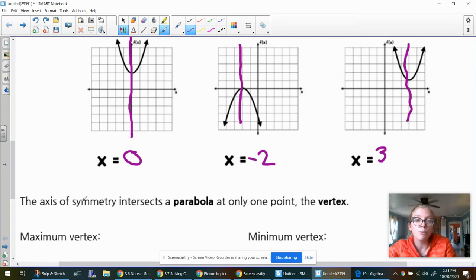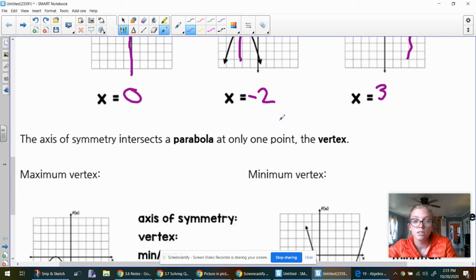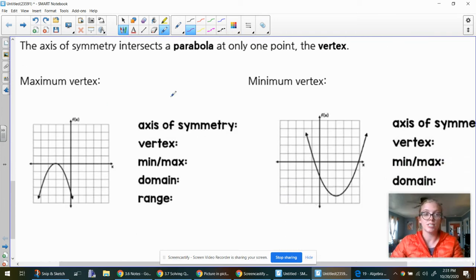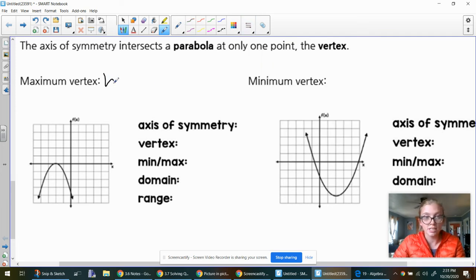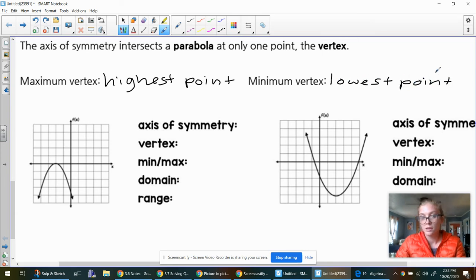The axis of symmetry, where it intersects the parabola, that is a special point called the vertex. So a maximum vertex, I'll go back to my black pen, is the highest point on the graph, while a minimum vertex is the lowest point on the graph. So if its graph opens downward, if A is negative, it's going to have a maximum. If the graph opens upward, so if A is positive, it's going to have a minimum.